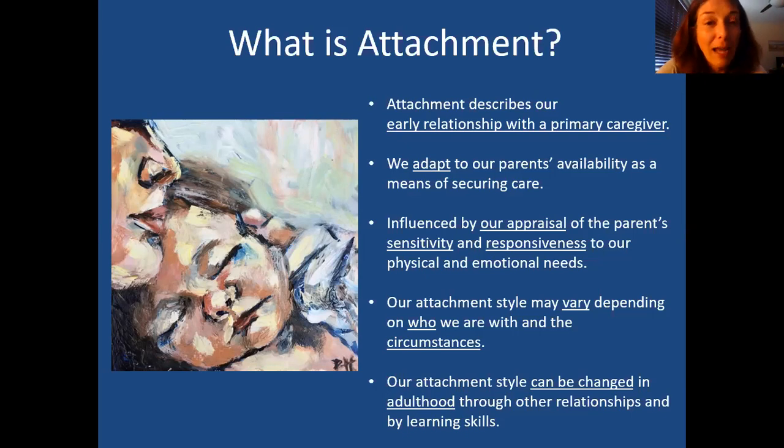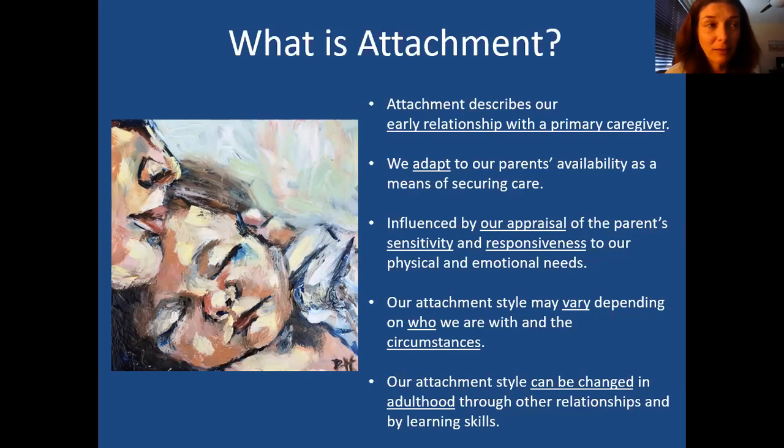Okay, so the type of attachment we form is based on our appraisal of how sensitive the parent is to our needs and how responsive they are to our needs and our emotions and our care, right? And our attachment styles when we get older are still relevant, and we might have a different attachment style with different people, or we might have one predominant attachment style, but it also can change.